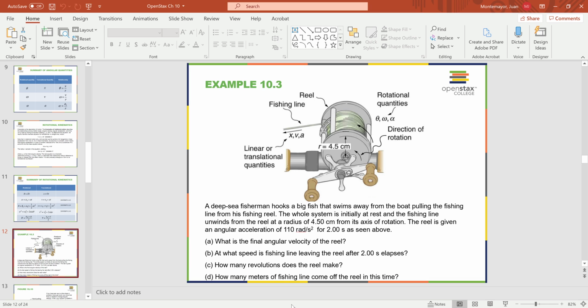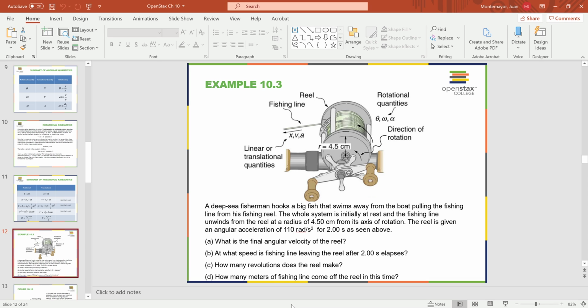That brings us to example 10.3. We see that we have a radius of 4.5 centimeters right there. We have a real fishing line. Rotational quantities are theta, omega, and alpha. The direction of motion is given, and our linear or translational quantities point in that direction: x, v, and a.